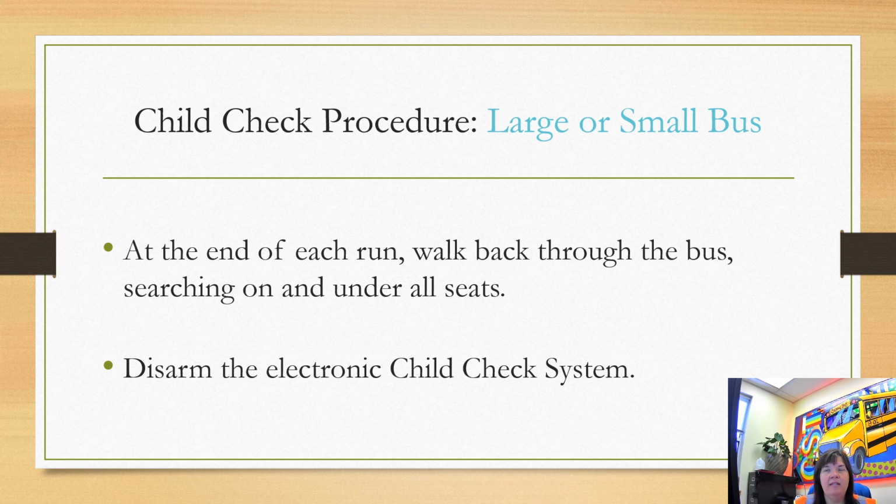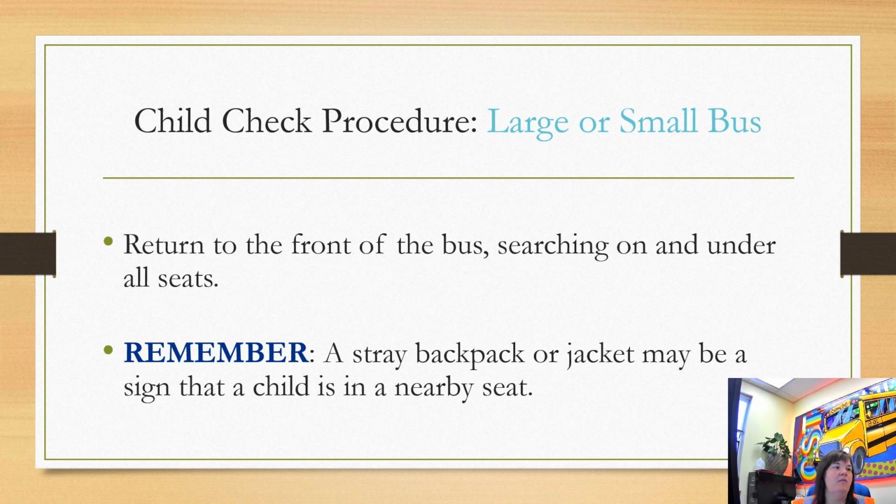So there really should be no reason not to walk to the back of the bus. And if it's your fourth or fifth time that day walking to the back of the bus, great. You've searched that many more times. That means there's that many less chances that you're going to have a child on the bus. So after you've checked your bus, you return to the front of the bus, searching on and under the seats. And remember, when you see a backpack or a jacket, it might be a sign that a child is in a nearby seat. So keep an eye out, even harder, when you find a lost item like that.